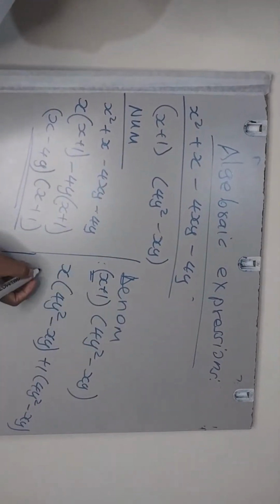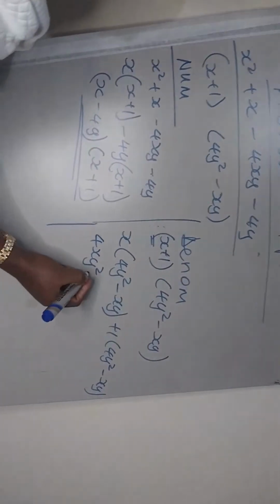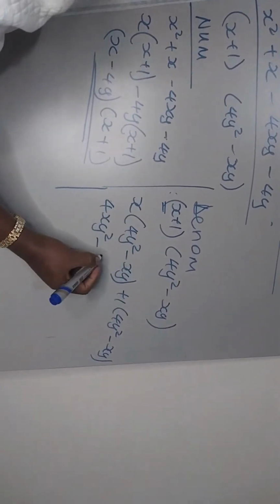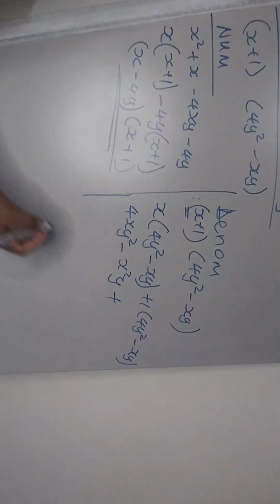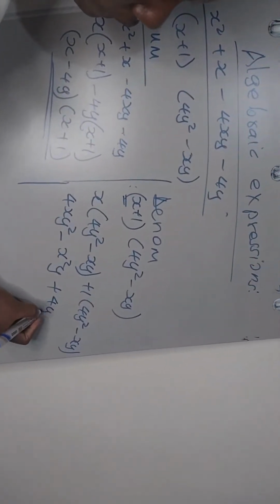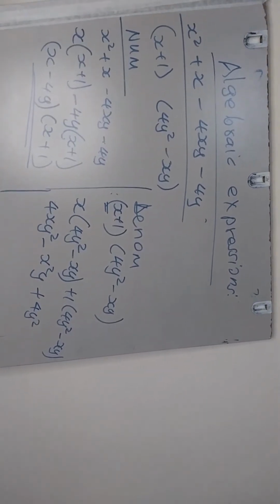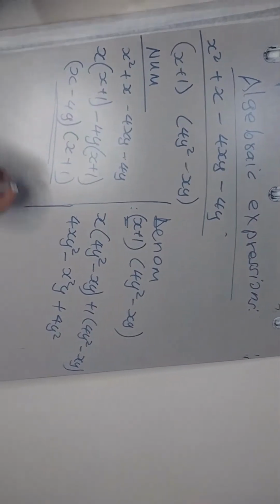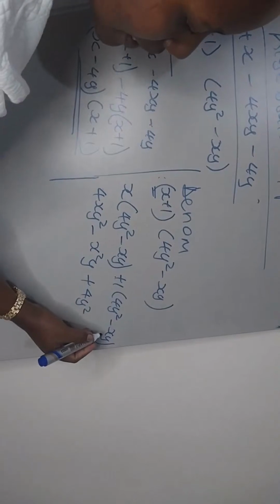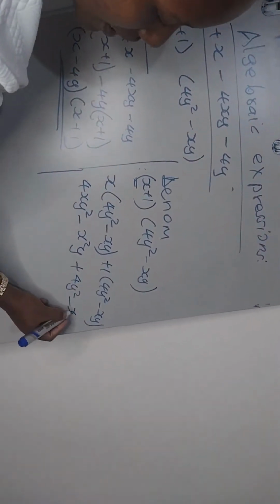How to do the bracket? 4y squared times x will be 4xy squared, minus x times x, x squared y, plus 4y squared. Is it plus 1 really? What did I do? Yeah, it is plus 1 times 4y squared. Plus times minus will be giving us minus xy.